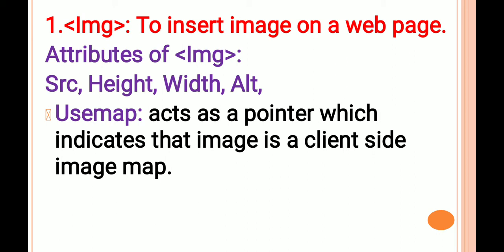Next is height, which mentions the height of an image. Another one is width, which specifies the width of an image. After that, alt, which provides alternate text for that image. And the most important attribute is usemap. The usemap attribute is used for the client-side image map. The usemap attribute acts as a pointer which indicates that the image is a client-side image map.